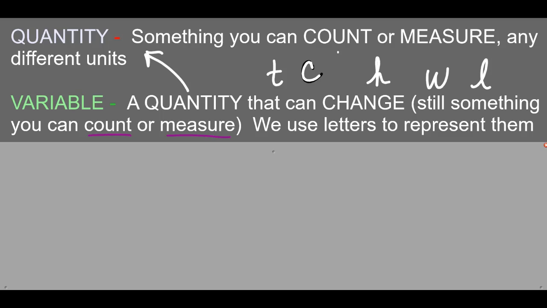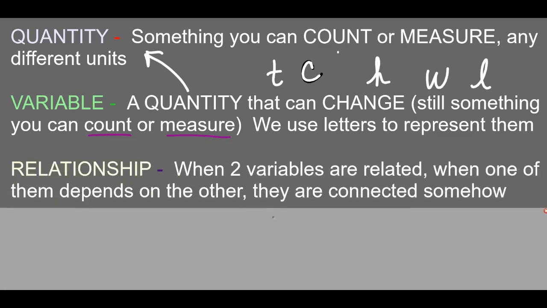And when we say that a variable can change, something like 4 is not a variable because it can't change. It's just 4. But your age can change, or the height of a tree can change, or how much gas in your gas tank can change, or the time can change. Those are all quantities that you can count or measure that can change over time.